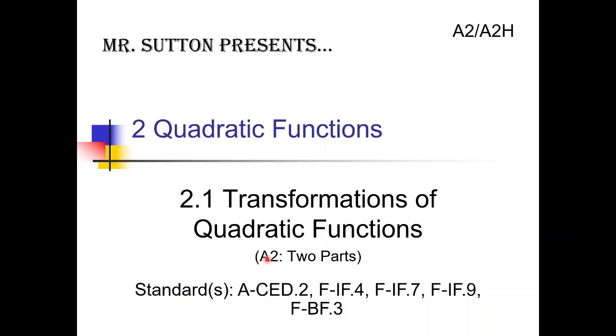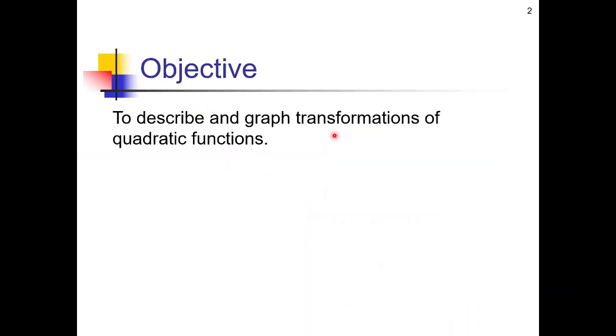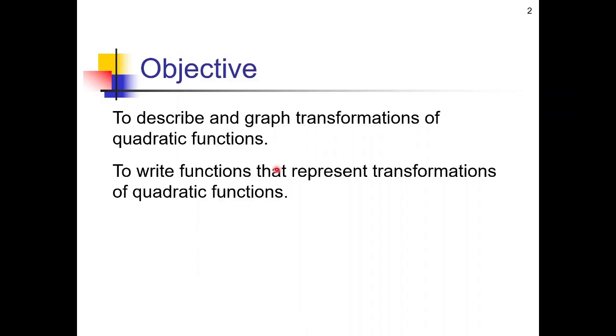For Algebra 2, this is a two-part lesson. For the honors, this is one part. Here's what we're doing. We're going to be describing and graphing transformations of quadratic functions. So we've already done transformations with absolute value and linear functions. We're just applying that to quadratics now. And we're also going to be writing functions that represent these transformations of quadratic functions. So let's get to it.